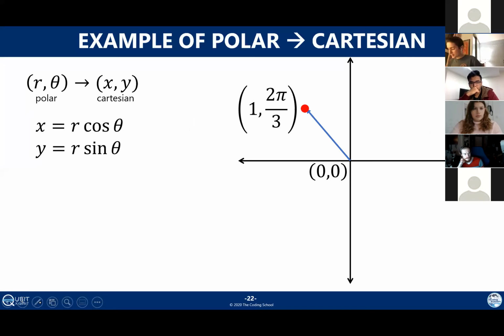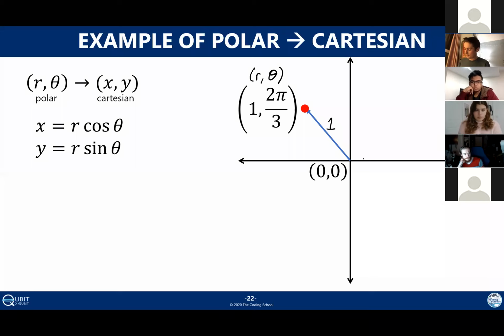If we have a point that is in a different quadrant of our coordinate system, no worries, it's the exact same thing. So again, these are our r comma theta coordinates. Our radius is just the distance from the origin to our point. That's going to be 1. Theta in this case, remember, is always the angle from the x-axis. So this right here is 2 pi over 3. And we're asked to find what the x and y coordinates are.